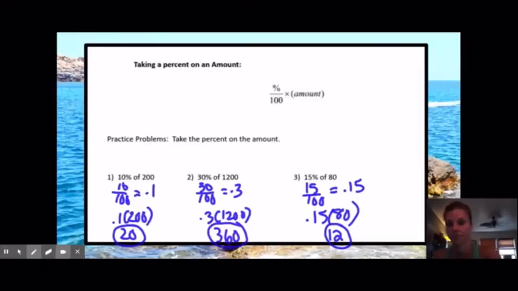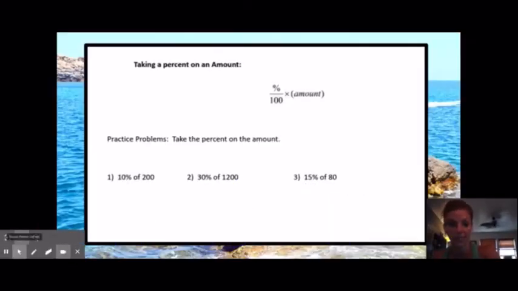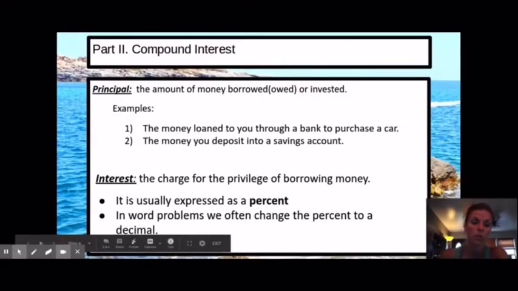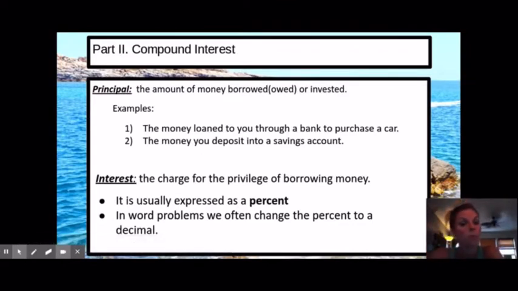It's not quite that easy, but you need to know how to do that. So what we're going to do today is something called compound interest. A couple of background things to know.